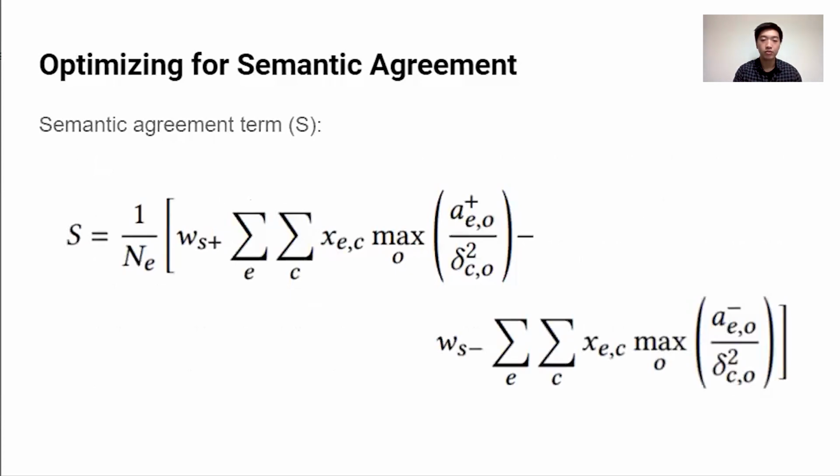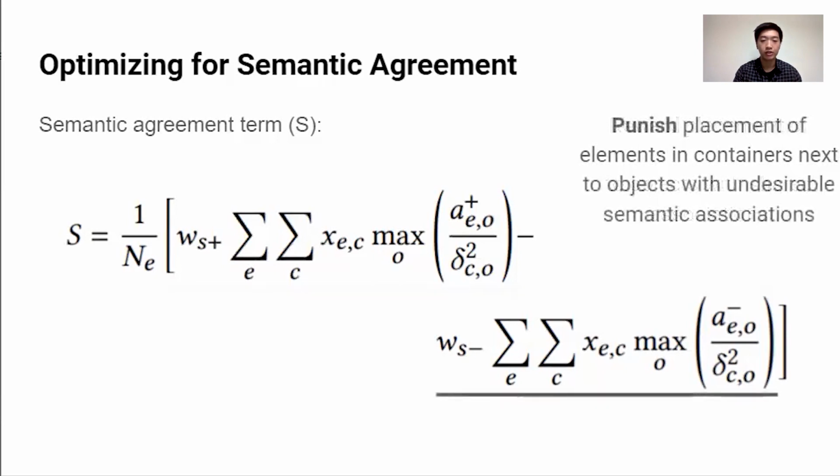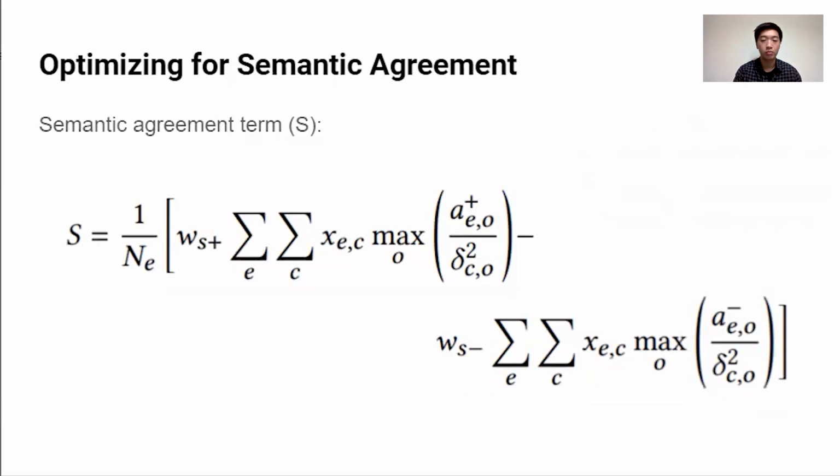At last, we define the sub-objective as follows. The first part rewards the placement of elements in containers next to objects that share the element's semantic associations. The second part punishes the placement of elements in containers next to objects with semantic associations that the element was set to avoid. Please see our paper for a more detailed breakdown of this objective.